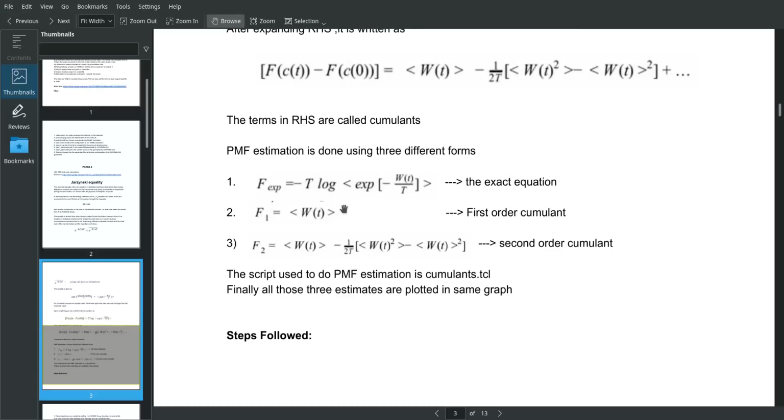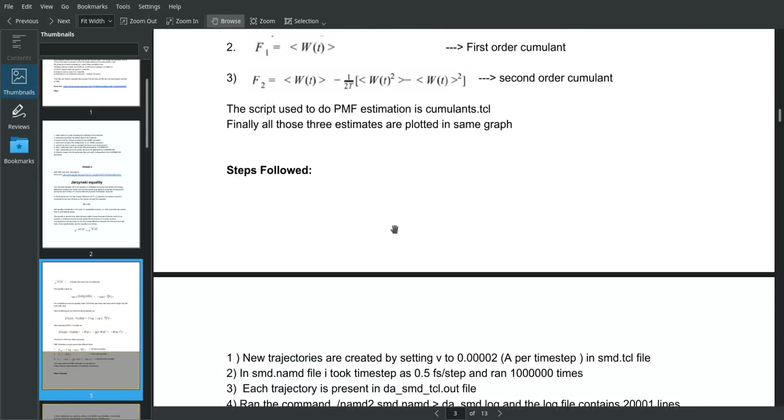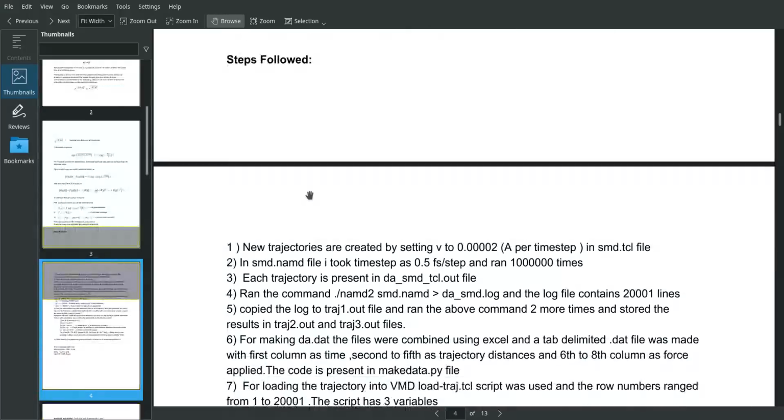We have taken this script for the calculation of PMF estimations, and it is called cumulants.tcl. Finally, all those three estimates we have plotted in a single graph. So these are the steps we followed to generate our graphs.